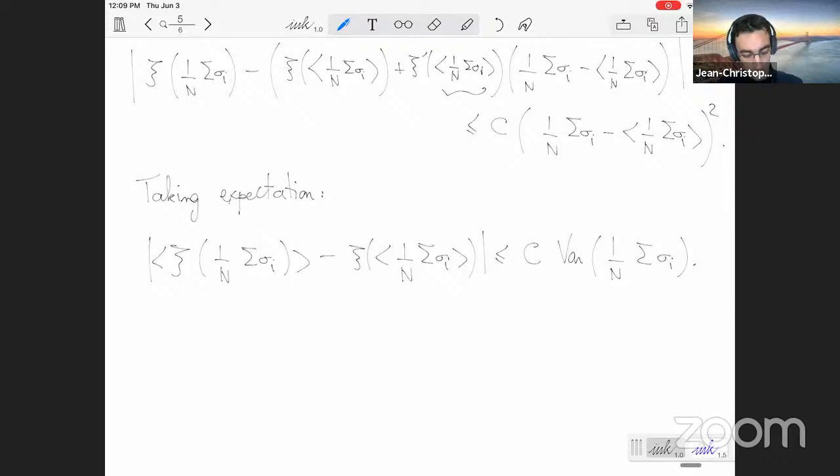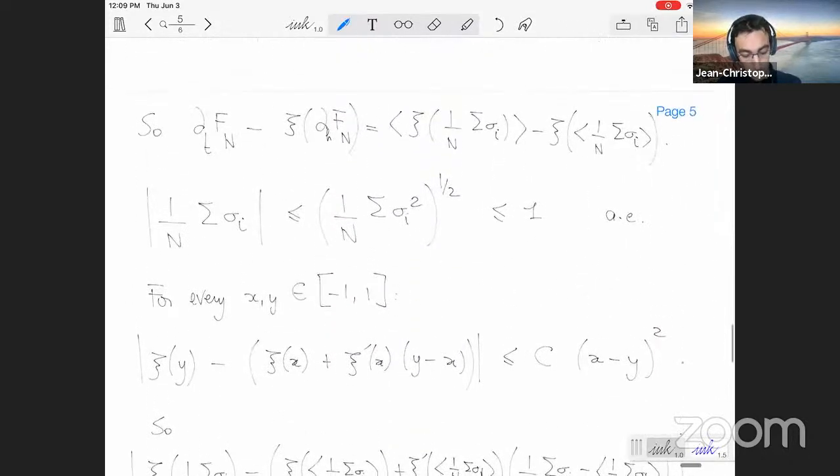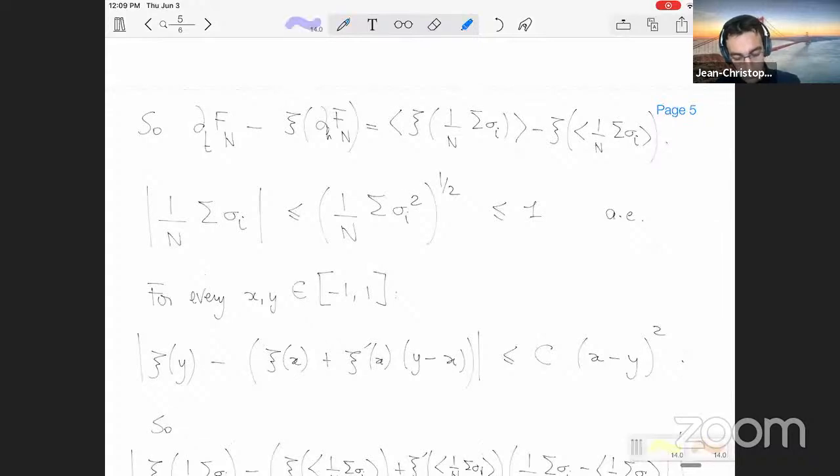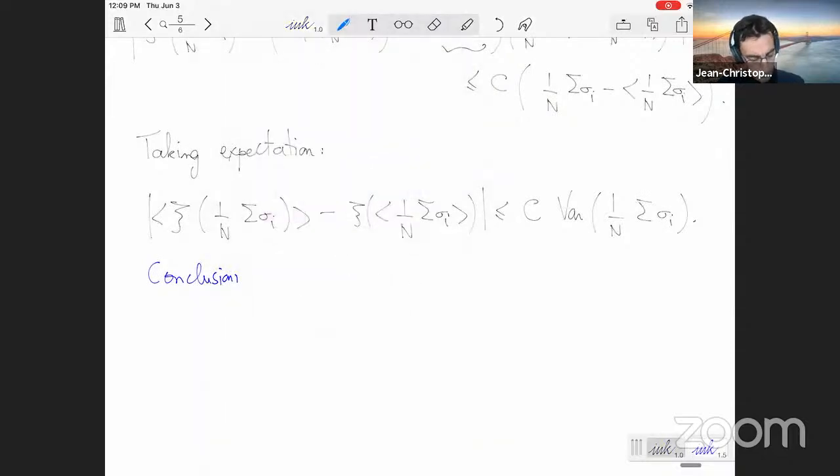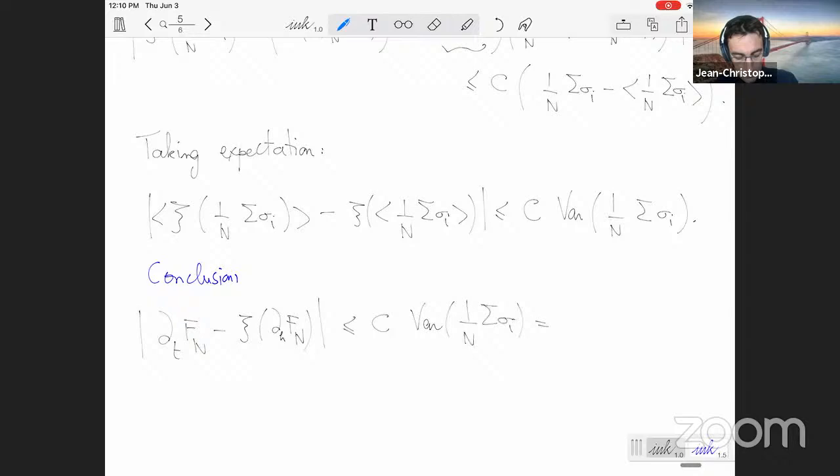Okay, so let me summarize what we have done so far. We had this observation here, and now I found the bound for the right-hand side. I can say it's small in the sense of this variance type. So, conclusion: this thing is smaller than some constant times the variance. And this is C over n times the second derivative.